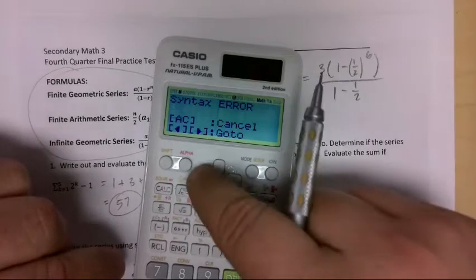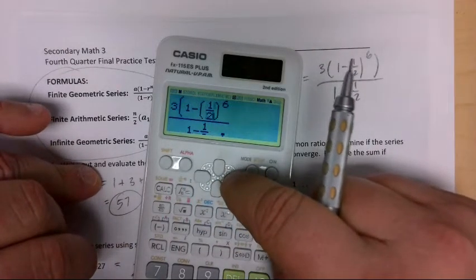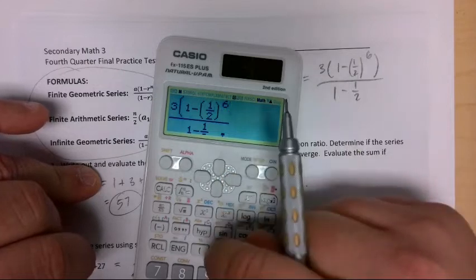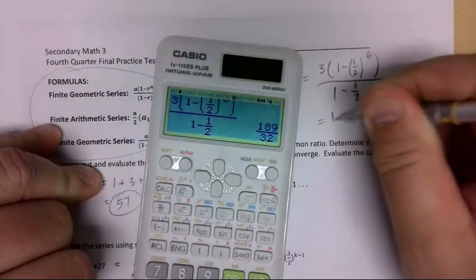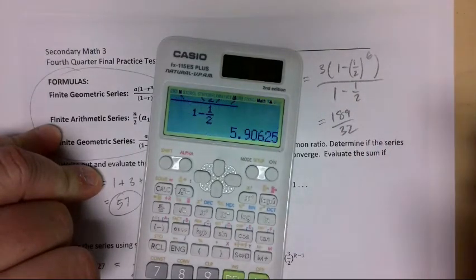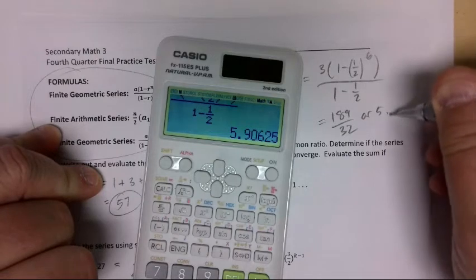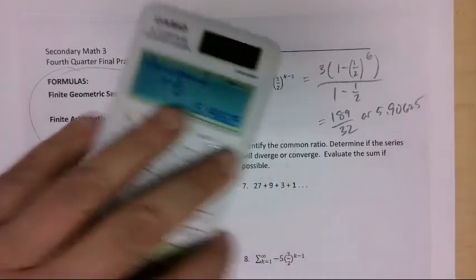gives me, oh, shut up. Where did I screw up? Oh, that's where I screwed up. I need another big parenthesis there. Equals 189 over 32, and I'll leave it there. I guess I could change that to 5.90625, but I'll just leave it like that as a fraction.